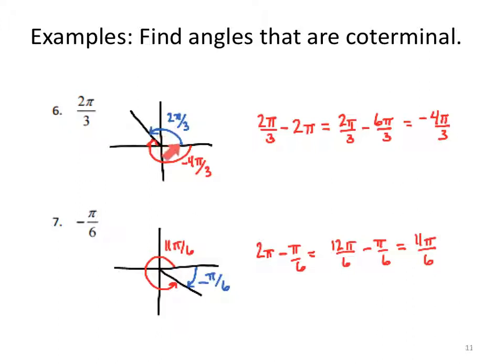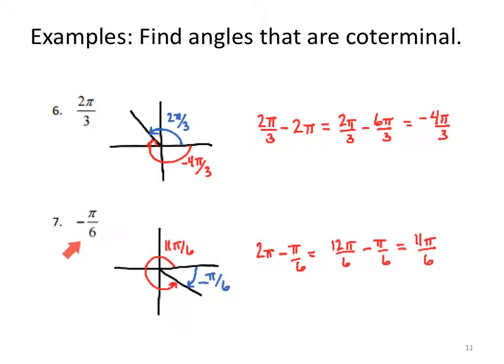For 2 pi over 3, positive rotation, I'll go back a full circle, so I'll subtract 2 pi. In common denominator, that's 2 pi over 3 minus 6 pi over 3. So my coterminal angle is negative 4 pi over 3. If I start with a negative angle, negative pi over 6, that's just a little bit down from our positive x-axis. I want a positive coterminal angle, so I rotate in the positive direction. I'll add 2 pi. 2 pi plus a negative pi over 6, that's 12 pi over 6 minus 1 pi over 6, which gives us an answer of 11 pi over 6.